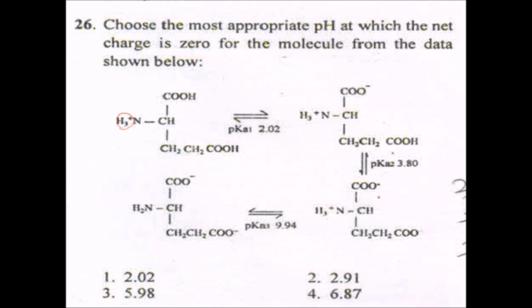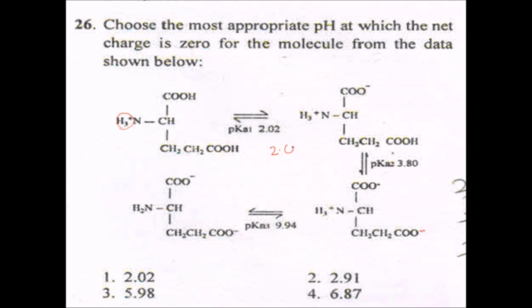Then again move to the next structure. Here there will be one more negative charge. It is not visualized clearly, but it is a negative charge. So this structure has net negative charge, and this too has negative charge. So we have to find out the pH where this structure will exist. To calculate this pH, we will take the average of these first two pK.